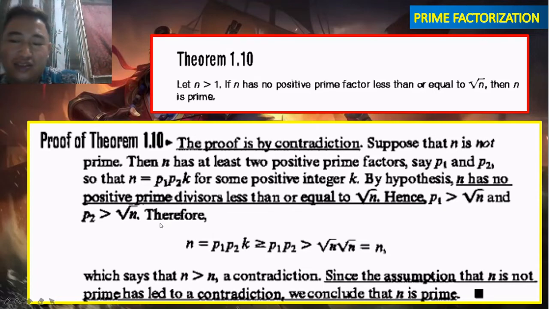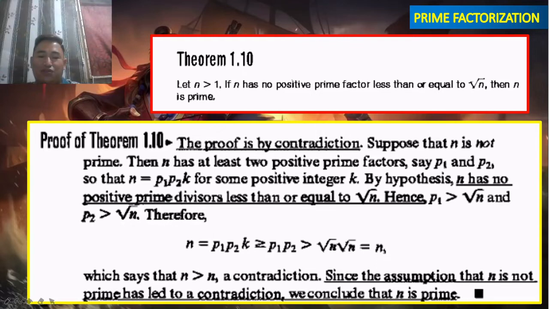So, there are no positive prime divisors less than or equal to the square root of n. Meaning, they are greater than it. So, p1 and p2 are both greater than the square root of n.